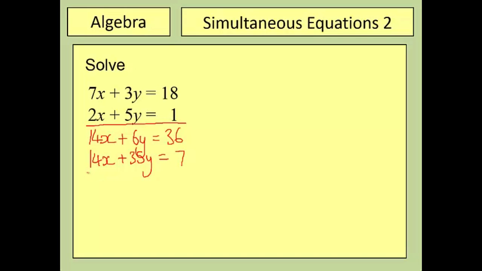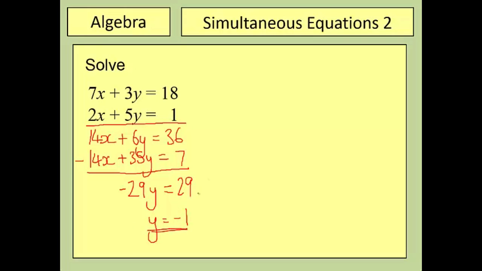And now the x's are the same, and they're both positive, so I subtract. 14 take away 14 is 0. 6 take away 35 is negative 29. And then 36 take away 7 is 29. So y must equal negative 1.